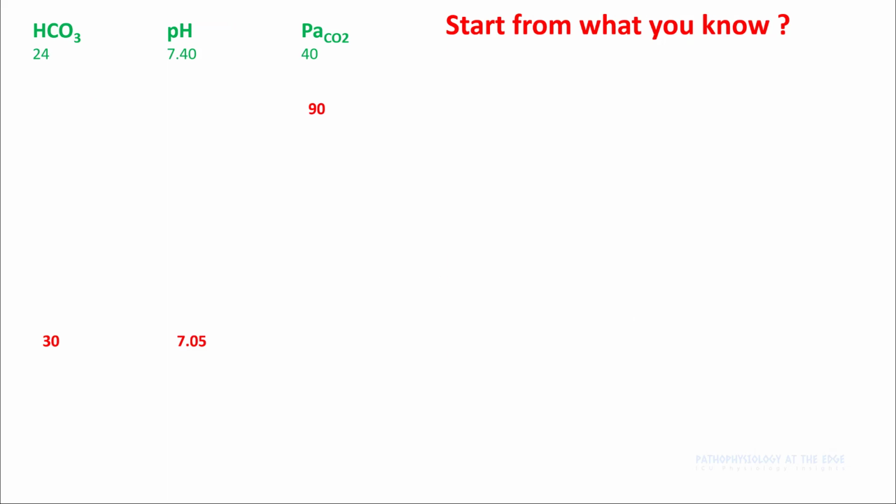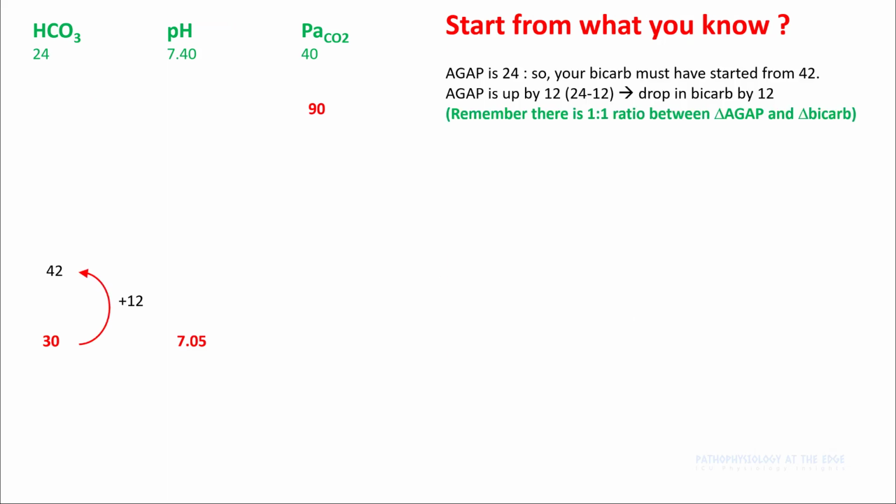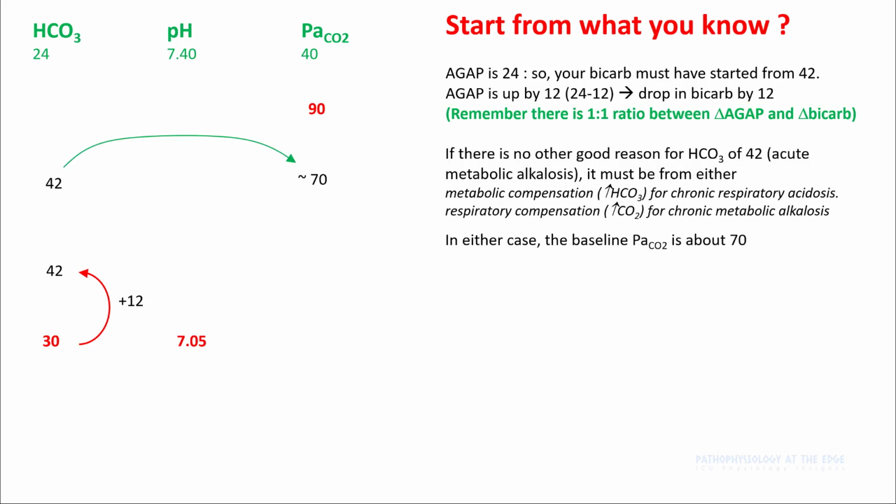So again, we start from what we know. Since his anion gap is 24, the delta anion gap is 12, and we know that there is a 1-to-1 ratio between delta gap and delta bicarb. So his bicarb of 30 must have fallen from 42. That would account for the 12 change in anion gap. That would also mean that possibly this patient is living at 42, because you don't see any other reason for acute metabolic alkalosis, for example, diuretic use, vomiting, etc.